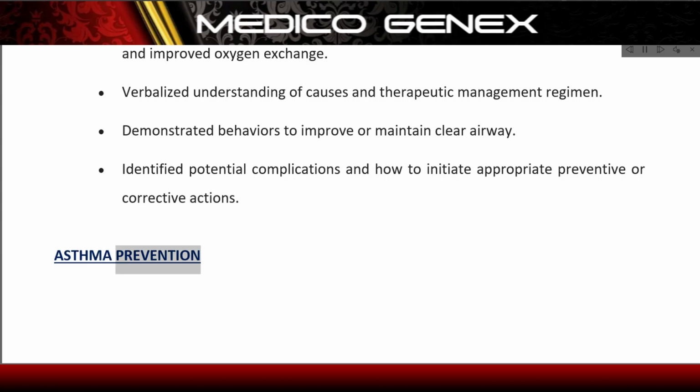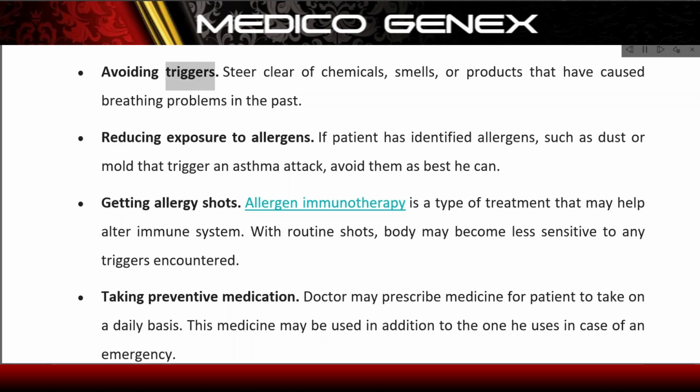Asthma prevention. Avoiding triggers. Steer clear of chemicals, smells, or products that have caused breathing problems in the past. Reducing exposure to allergens. If the patient has identified allergens, such as dust or mold that trigger an asthma attack, avoid them as best he can.